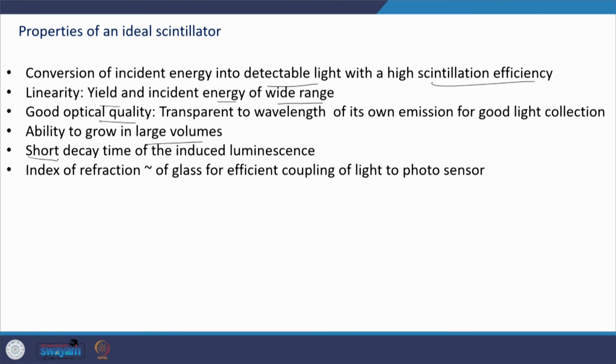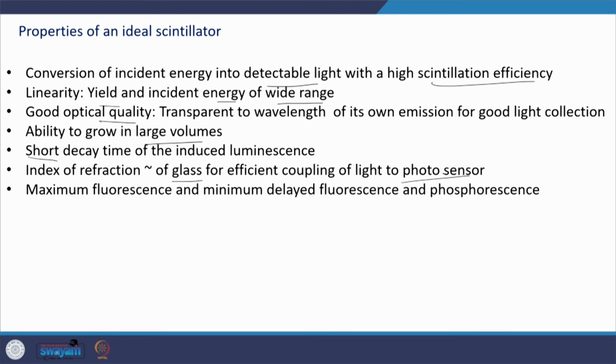The refractive index should be matching with the glass, so that coupling can be efficient when we couple the scintillation crystal to the photosensor, and fluorescence should be maximum, and delayed fluorescence and phosphorescence should be very less. Okay. And of course, there is no material which can satisfy all these properties. So, there is a trade-off between the properties, and depending on the application and available resources, one should choose the scintillation detector. All right.